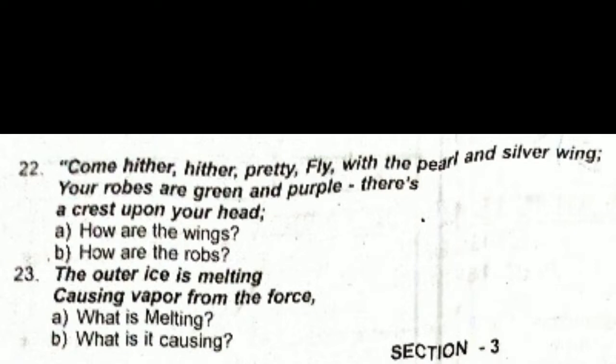Children, now let us see 22nd question. Come hither, hither, pretty fly, with a pearl and silver wing. Your robes are green and purple. There's a crest upon your head. Okay, the question is, how are the wings? Pearl and silver wing. Second question. How are the robes? The robes are green and purple.